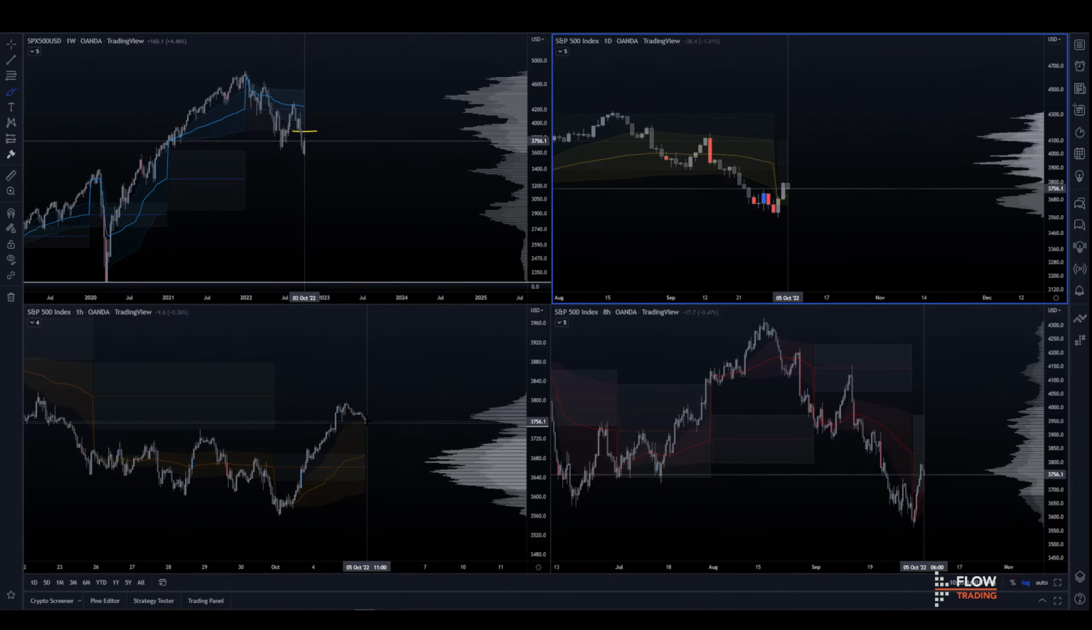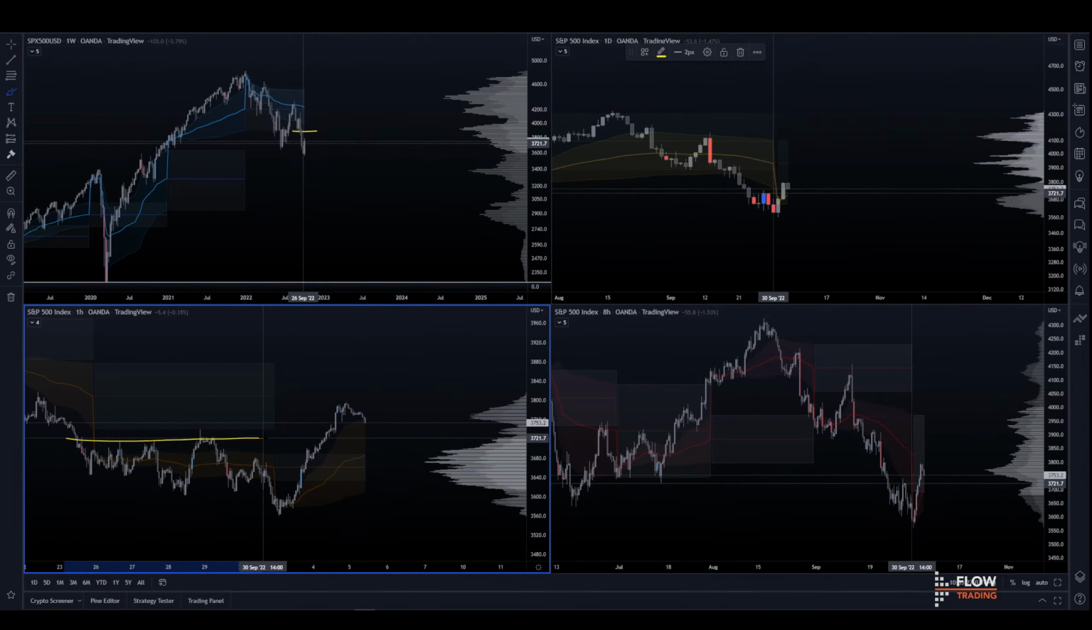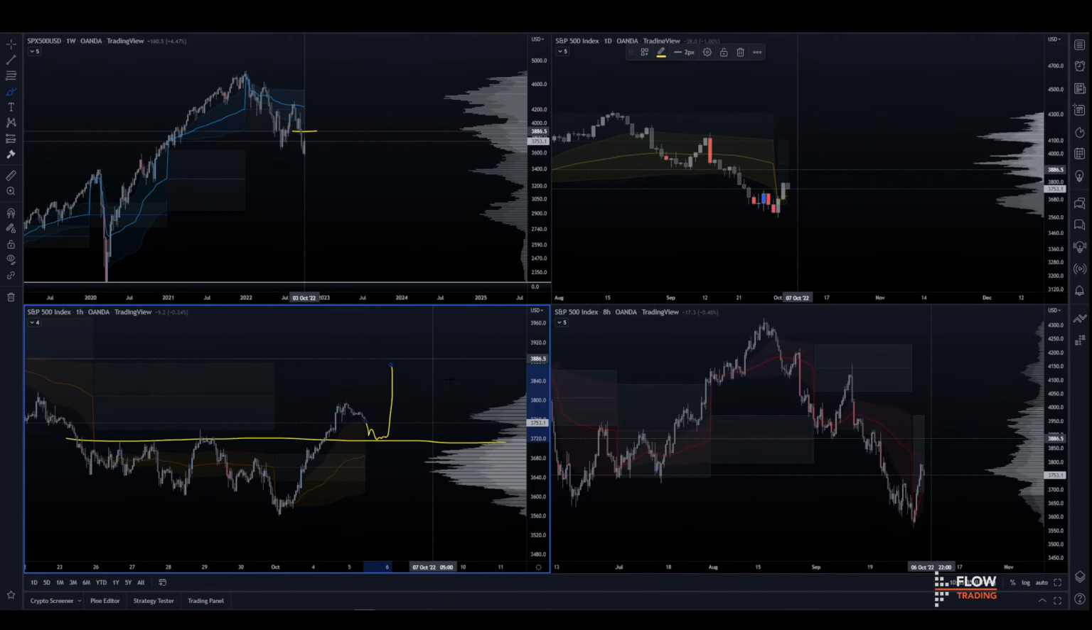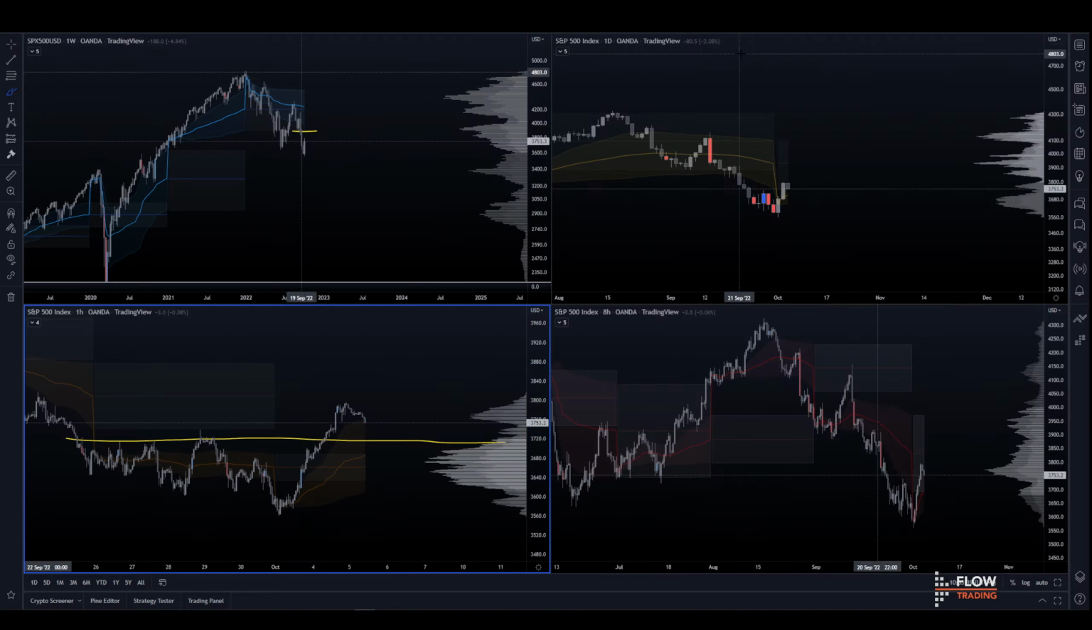In terms of support, if we come all the way back down, we want to see 3,720 points hold as support. This is a previous level of resistance here. We want to see that hold as support. If the price comes all the way back here and holds this as support, then we've got a strong chance of going a little bit further up and going to those levels of resistance that I was talking about. So we'll just have to wait and see if that happens.